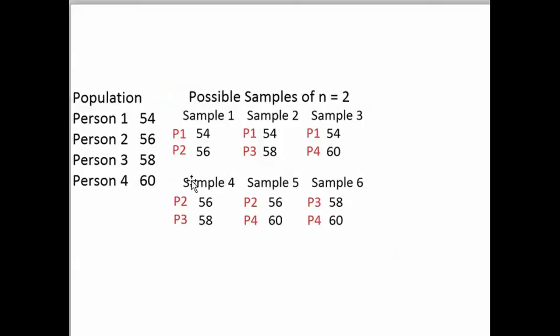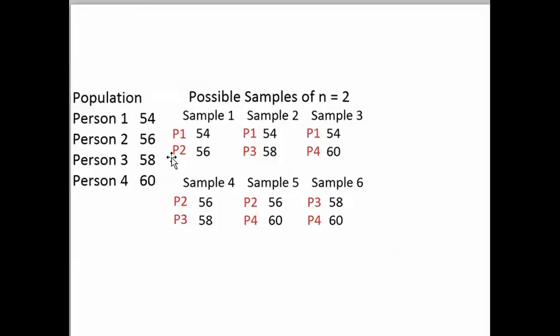If I randomly select 2 people from the population to be my sample, I might end up selecting person 1 and person 2. I might end up selecting person 1 and person 3. I might end up selecting persons 1 and 4. I might end up selecting persons 2 and 3. I might end up selecting persons 2 and 4. And I might end up selecting persons 3 and 4.